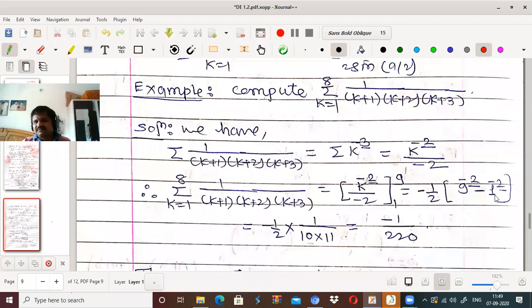But 1 to the falling minus 2 is again an indefinite term, because it is 1 upon 1, right? And we have to extend it up to minus 2: 1 minus 1, 1 minus 2. 1 minus 1 gives 0 in the denominator, so this will be an indefinite term. So that will be immaterial as per definition. So minus 1 by 2, what is 9 to the falling minus 2? 1 upon, increasing from 1, 10 into 11. 1 upon 10 into 11. And so this becomes minus 1 upon 220.